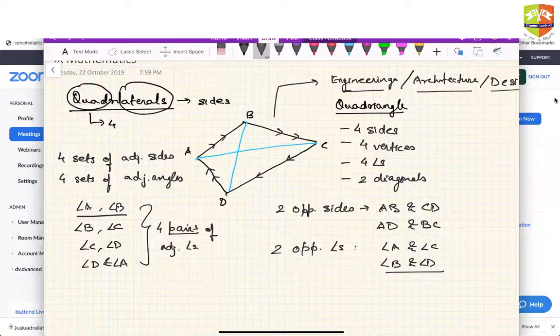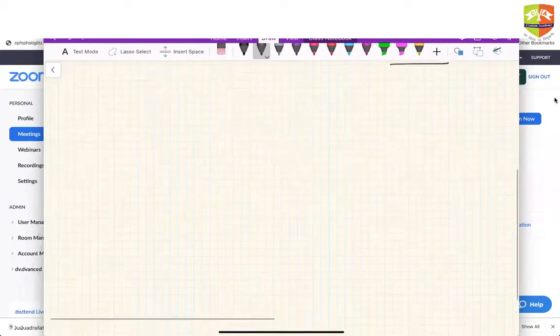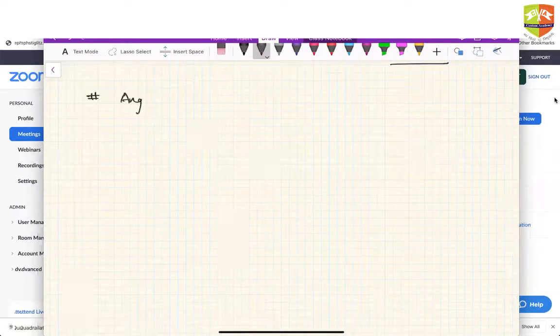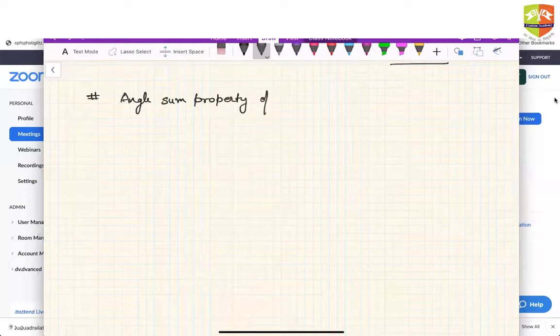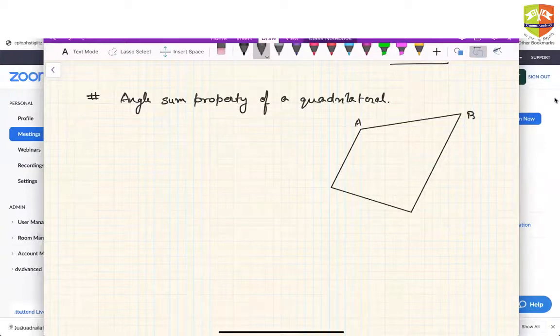Okay, next, the first property of a quadrilateral, which is very vital, and all of you know it already: the angle sum property of a quadrilateral. You can guess this already. We had the angle sum property of a triangle, that the sum of the three angles in a triangle is equal to 180. Here we are going to repeat the same process. Here is, let's say, A, B, C, and D. So this is the quadrilateral, and we are saying angle A plus angle B plus angle C plus angle D is 360 degrees.